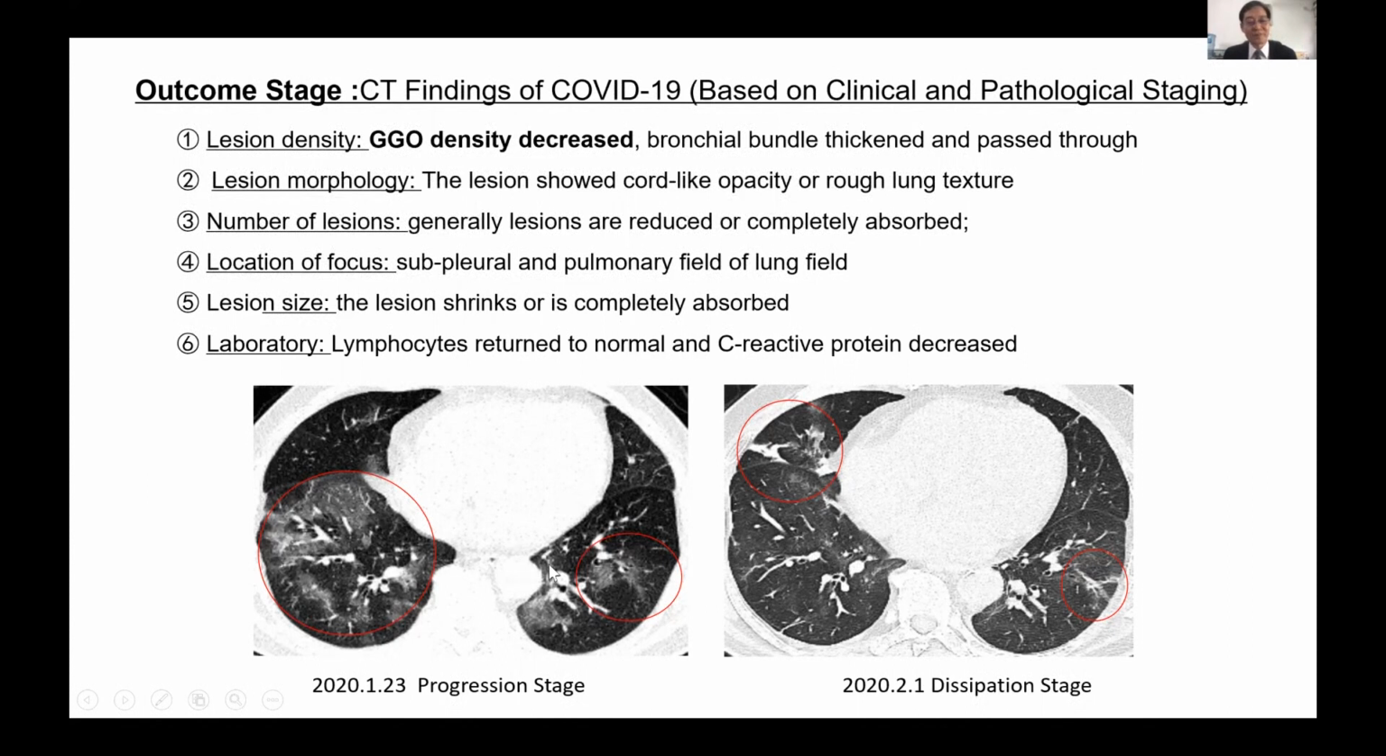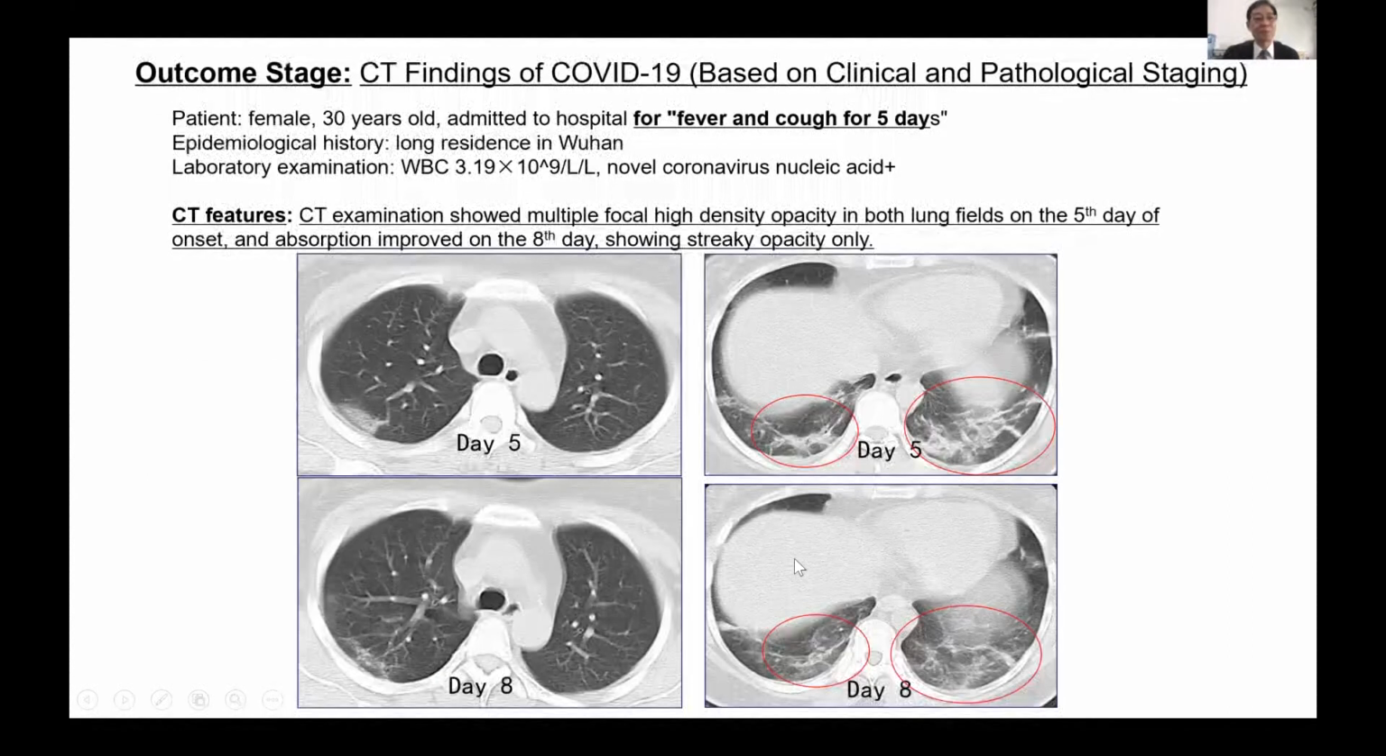Better than before treatment. This case, CT manifestation shows multiple focal high density in both lung fields on the 5th day of the onset. Observation improved on the 8th day. Shows streak on CT only.